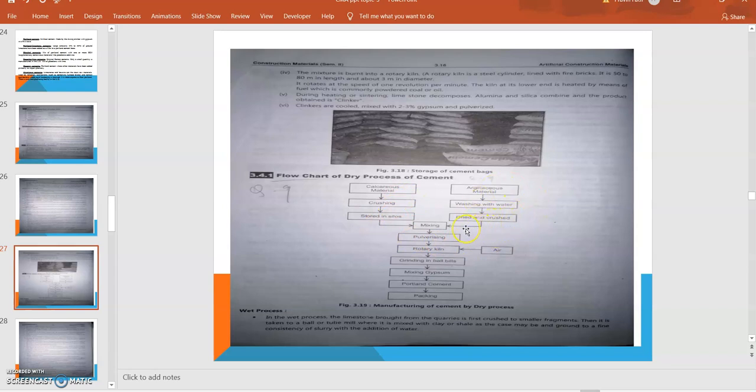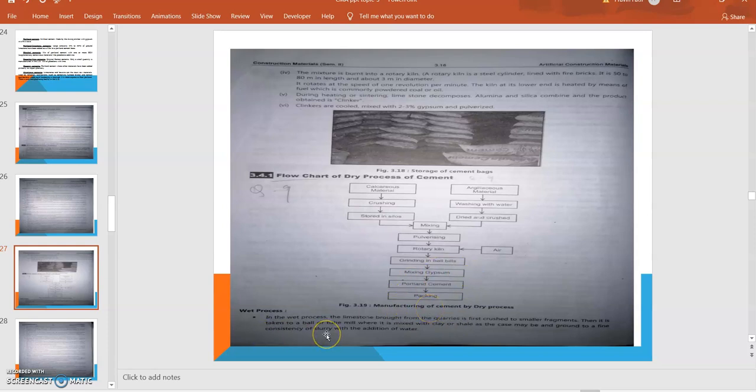Then pulverization, which means converting into finer particles. Then they are rotated, and air is passed. Then grinding, and during the grinding we add water, about 12%, and then gypsum is added. So the final product is Portland cement.